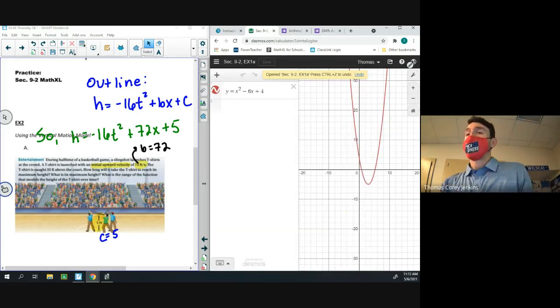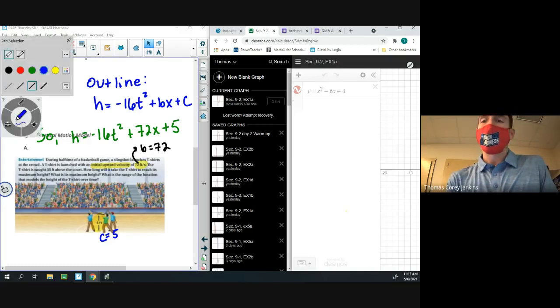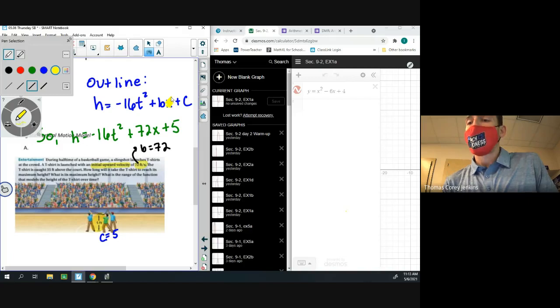Yes? No, h equals negative 16t squared plus 72. Oh, I wrote 72x. Sorry. Guys, I screwed you up there. I'm just realizing. I threw a third variable in there. This should be the same variable. So let's change that to a t. That's my fault. You don't want to change input variables.